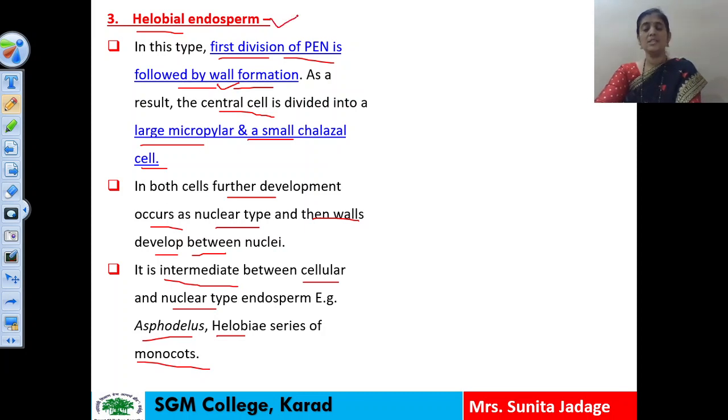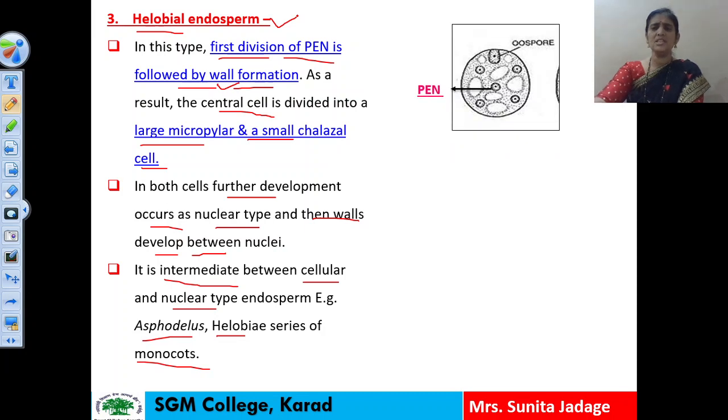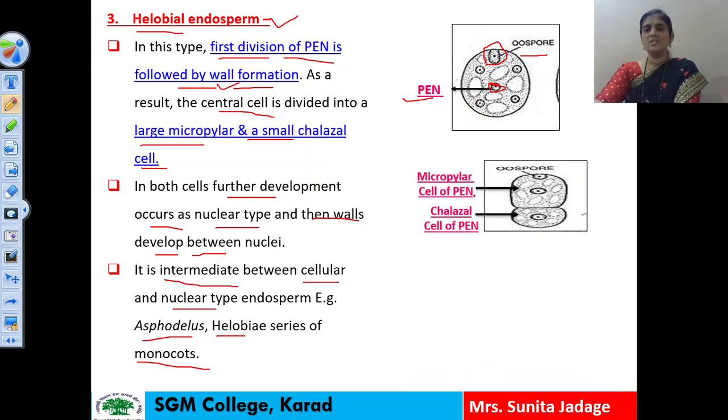Now let us see the diagram. This is the first stage, the central primary endosperm nucleus. This is the embryo, the oospore, and this is the primary endosperm nucleus. Firstly, this primary endosperm nucleus divides into two cells. The larger cell is called the micropylar cell and the smaller cell is called the chalazal cell. Here the cell wall formation takes place during the first division. You can see here, this is the cell wall.